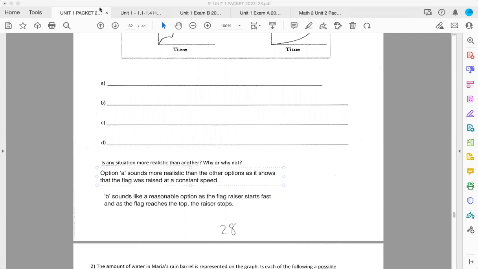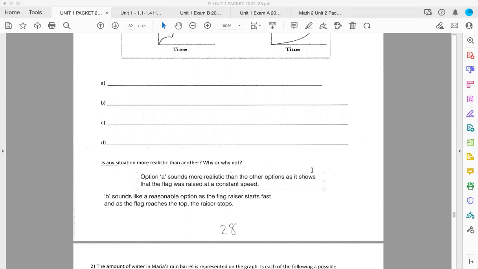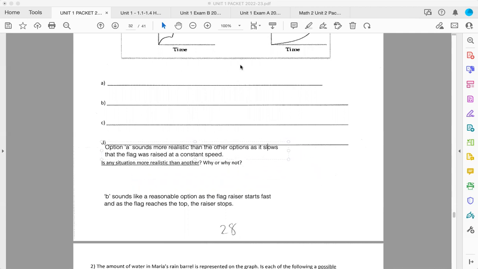I'm trying to get rid of this option, but it's not letting me. Okay, no problem. So let's clear it up.